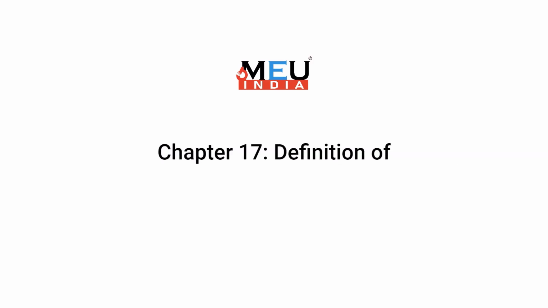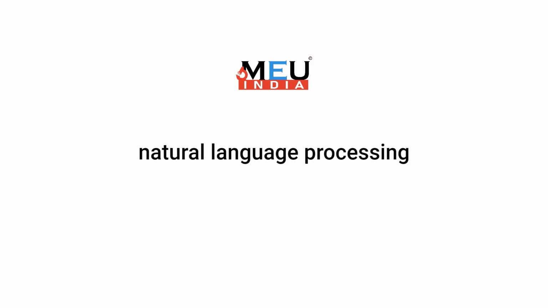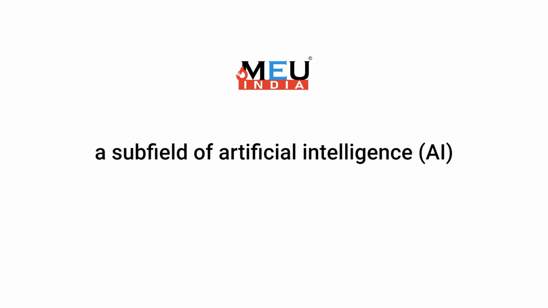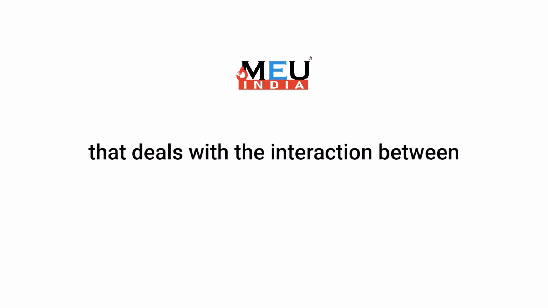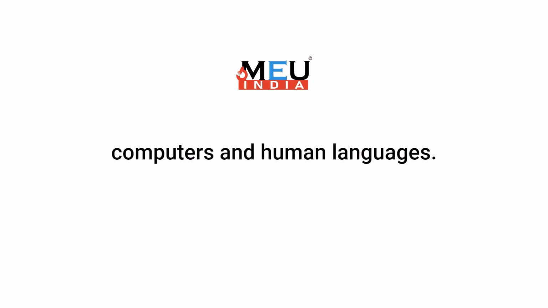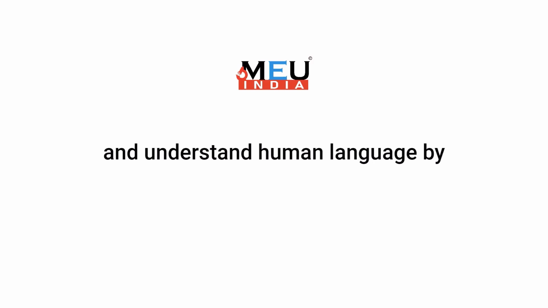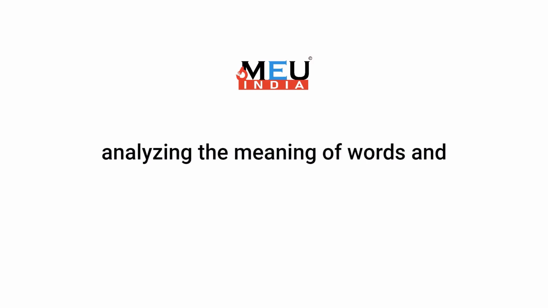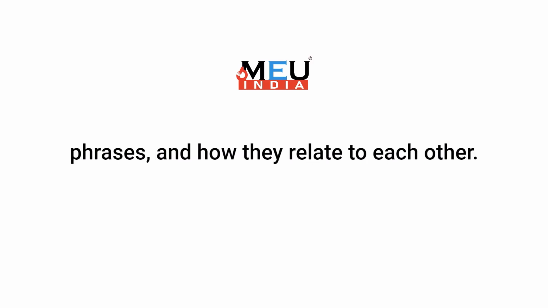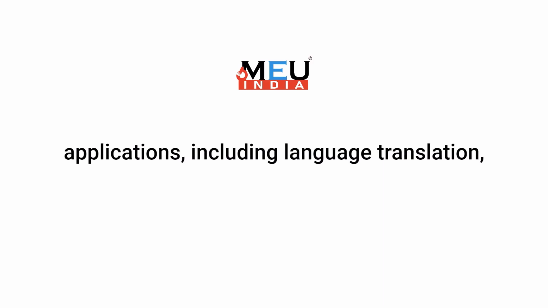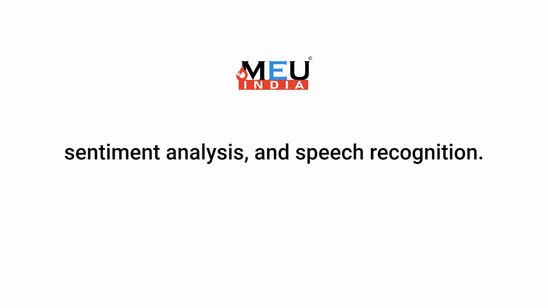Chapter 17, Definition of Natural Language Processing. Natural language processing is a subfield of artificial intelligence that deals with the interaction between computers and human languages. NLP enables computers to read, interpret, and understand human language by analyzing the meaning of words and phrases and how they relate to each other. NLP techniques are used in various applications, including language translation, sentiment analysis, and speech recognition.